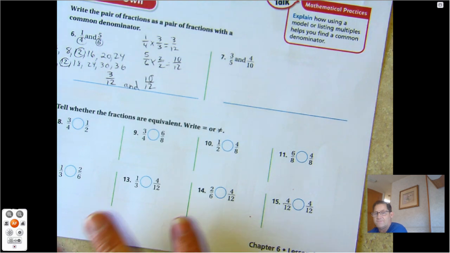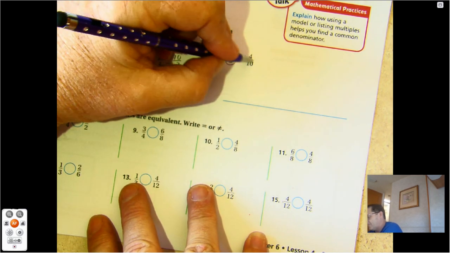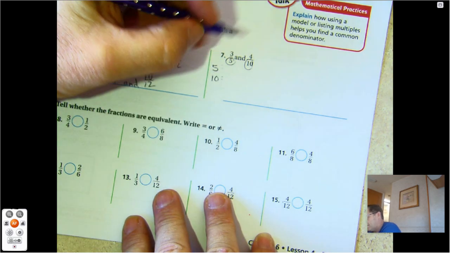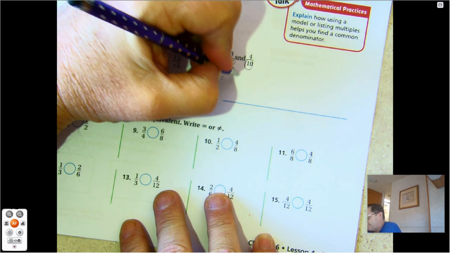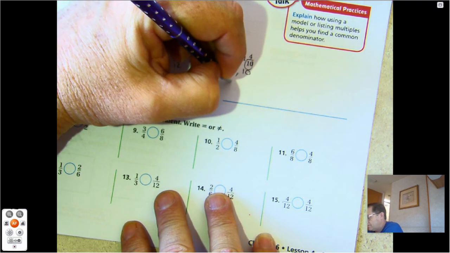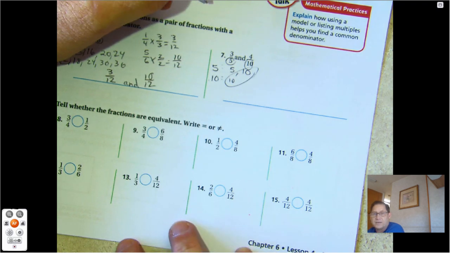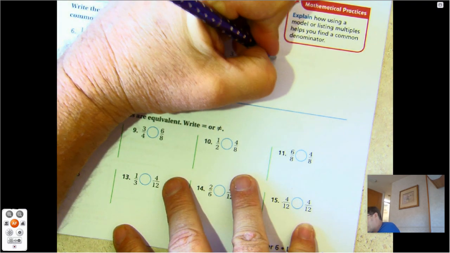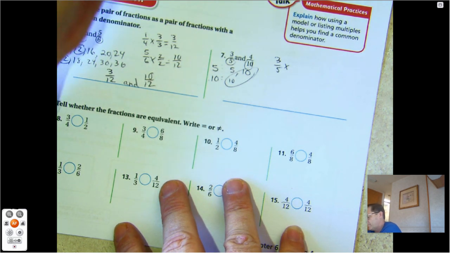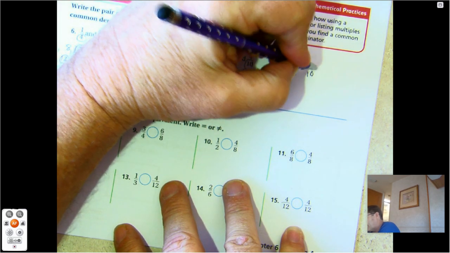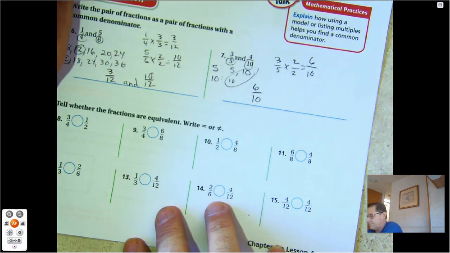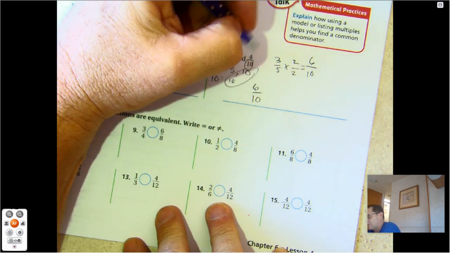3 fifths and 4 tenths. We're going to use 5 and 10. Okay, the first multiple of 5 is 5, and the next one is 10. Well, that matches 10, doesn't it? Okay, well, we can go ahead and stop there. So 3 fifths times what is tenths? 2. 2 times 5 is 10. So 3 times 2 is 6. So our pair of fractions with common denominators are 6 tenths and 4 tenths.